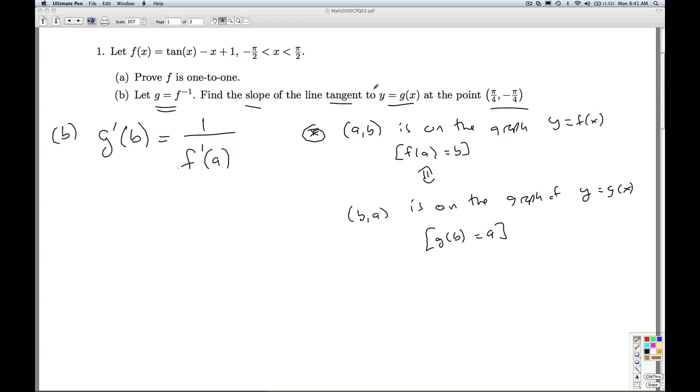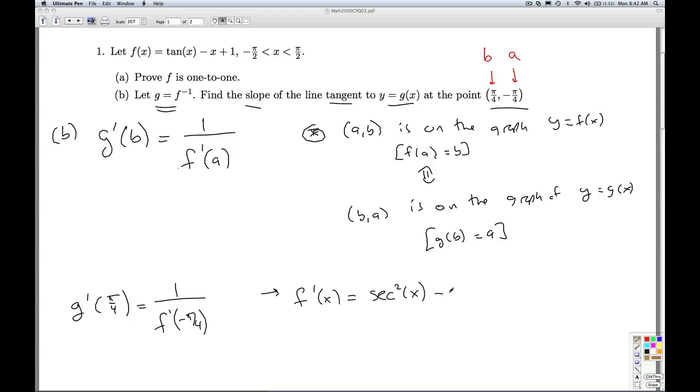All right, so in this case, we're given the point on g of x is (pi over 4, negative pi over 4). So this is acting as the b, this is acting as the a. So that means that g prime of pi over 4 is 1 over f prime of negative pi over 4. All right, so what's f prime of x? We had from the first part, secant of x squared minus 1. So f prime of negative pi over 4.